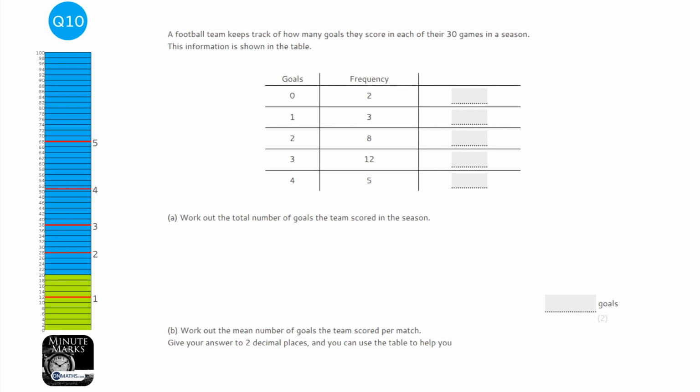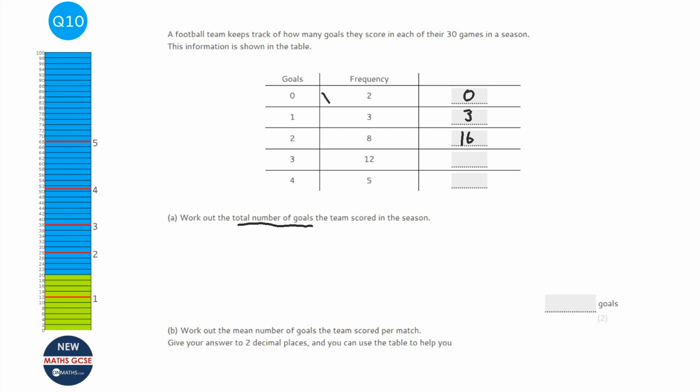Okay, so this is a football team's 30 games and how many goals they scored in them. And it asks us for the total number of goals the team scored in the season. So in 2 of the matches, they scored 0 goals. So the first box, they haven't got any goals at all. In 3 of the matches, they scored 1 goal. So they've scored 3 goals in those 3 matches. In 8 of the matches, they scored 2 goals. So that's 16 in total.